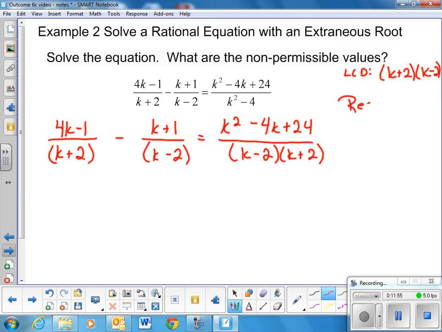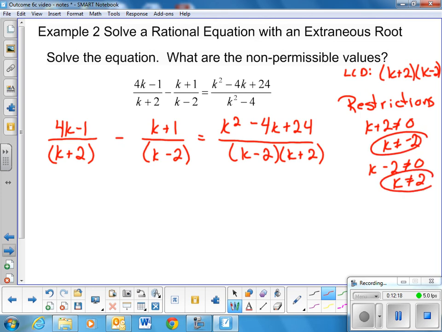Might as well do restrictions while I'm here before I cross anything out. So restrictions, anything that will make the denominator equal to 0. Well, k plus 2 can't be 0, so k cannot be negative 2, and k minus 2 cannot be 0, so k cannot be positive 2. So my two restrictions are that k cannot be positive 2 or negative 2. Multiplying by that lowest common denominator to get rid of my denominators. So we're multiplying everything by k plus 2, k minus 2.